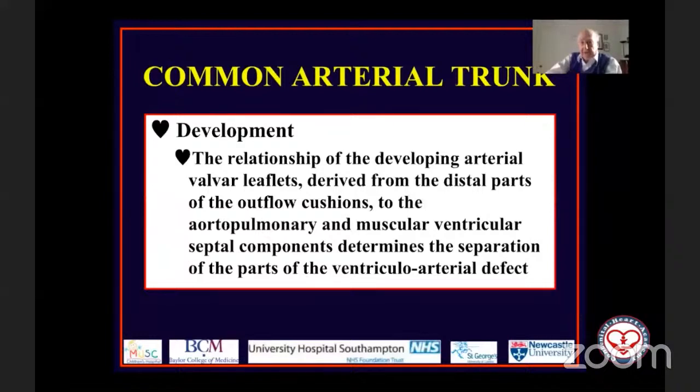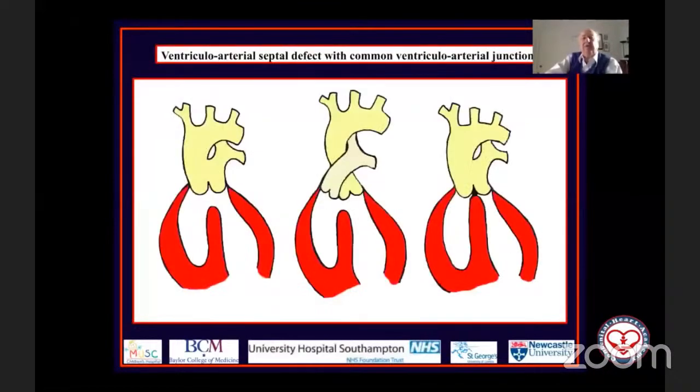So now what we'd like to show you is how we can take account of this separation of the distal part of the outflow tract by the aortopulmonary septum, the cushions themselves separating the intermediate part, the middle part, and the ventricular part, how we can think of that in the setting of a ventriculo-arterial septal defect. So let me remind you again how we can consider the common ventriculo-arterial junction in a fashion as we have considered the common atrioventricular junction.